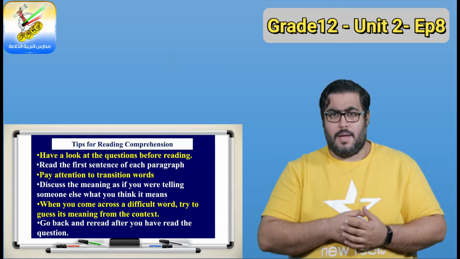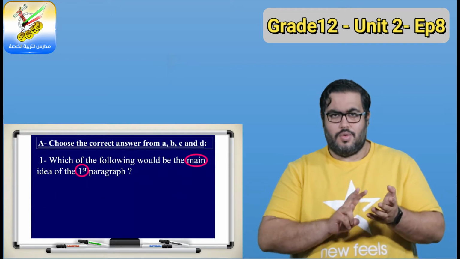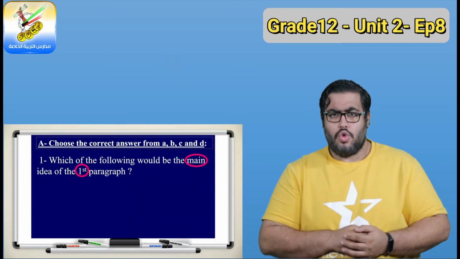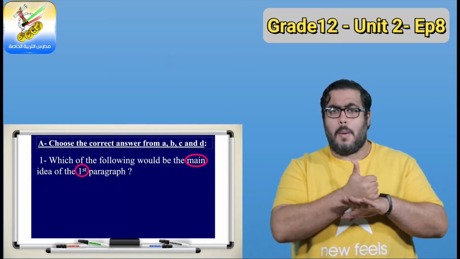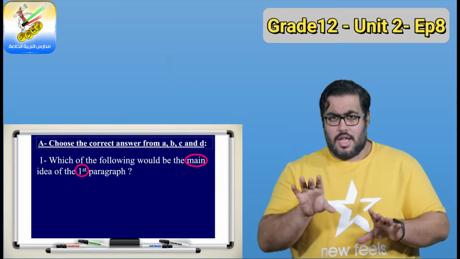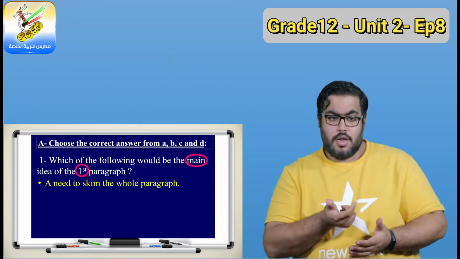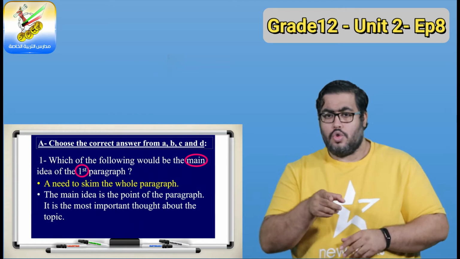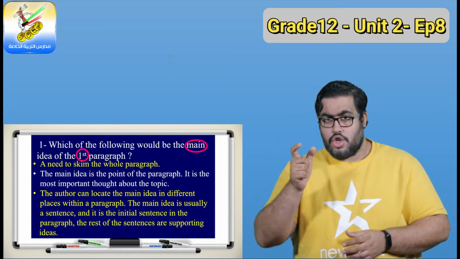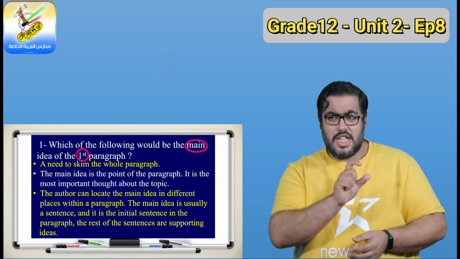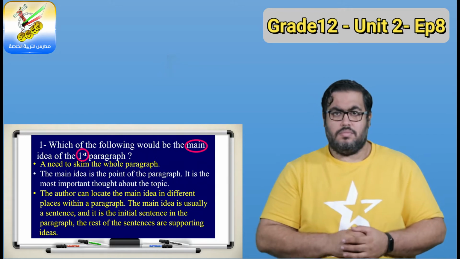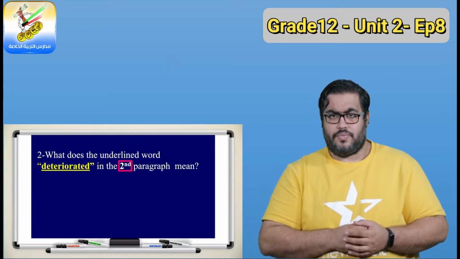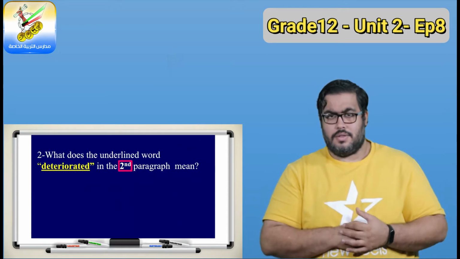So, first we will read the questions. Question number 1. Which of the following would be the main idea of the first paragraph? This will be a multiple choice. You need to skim the whole paragraph. The main idea is the point of the paragraph. The author can locate the main idea in different places within a paragraph and is usually the initial sentence of the paragraph.